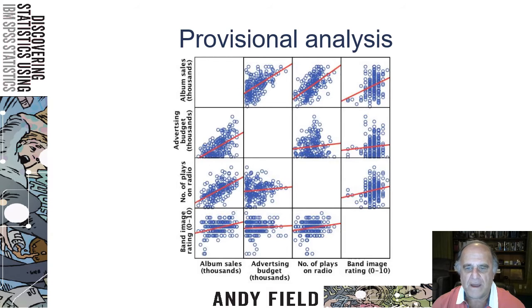All right, and again, if we wanted to, we could run our scatter plots. Here we have our different scatter plots with all 4 variables: album sales, advertising budget, number of plays on the radio, and band image rating. So we have all 4 of our variables.